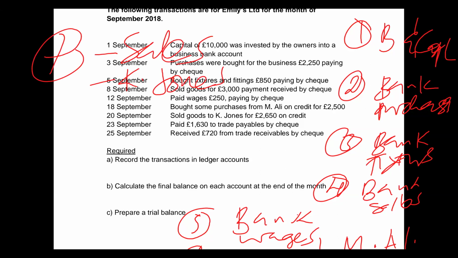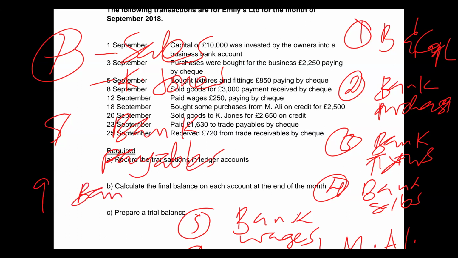Paid 1,630 to trade payables by check. So bank and payables. Number 9. Received 720 from trade receivables by check. So bank and receivables.